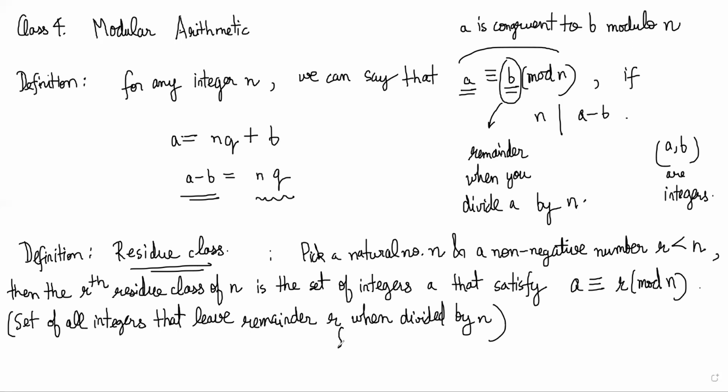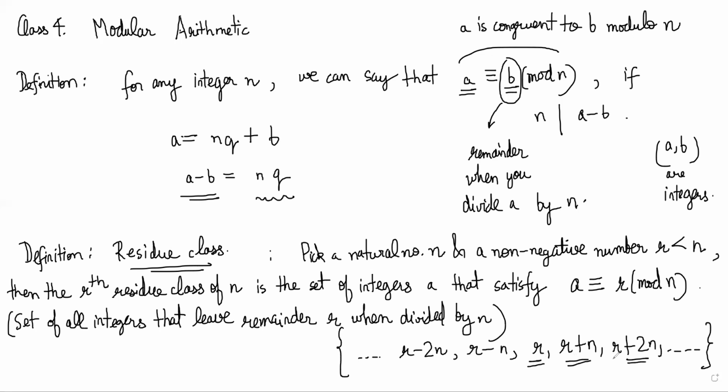So the numbers here would be things like r minus 2n, r minus n, r plus n, r plus 2n, and so on. And this residue class is basically an infinite set. For all of these numbers, if you divide by n, you will get r as a remainder, right? We are just adding some multiples of n, either positive multiples of n or negative multiples of n, right?